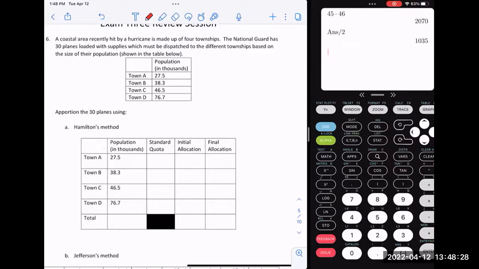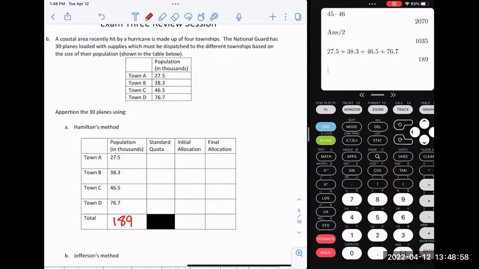So Hamilton's method, on all of these, the first thing we would do is find the total. So I'm going to take the population of each one of these and just add those together. So 27.5 plus 38.3 plus 46.5 plus 76.7. And in this case, I'm getting 189. So that would tell me that the total population of all 4 towns is 189.